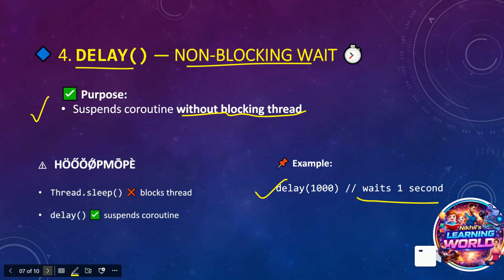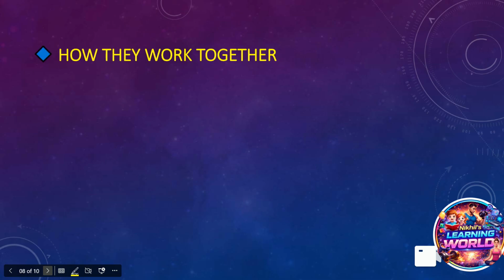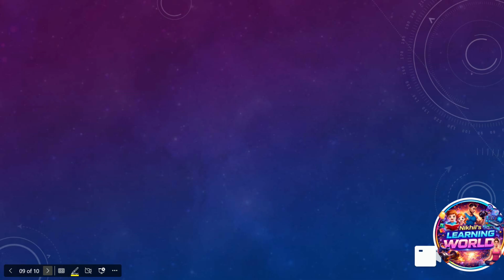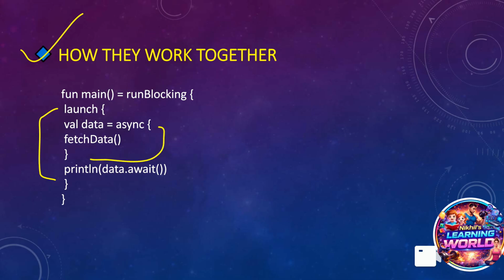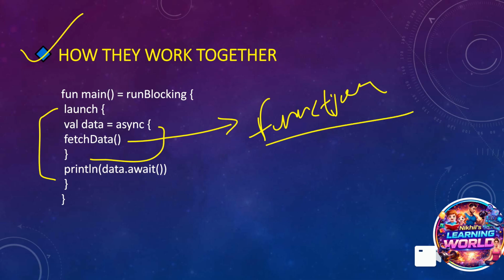So how do they work together, like launch and await or async tasks. Okay, here is an example: main function equal to runBlocking, launch, val data equal to async fetchData. So what happened here? Async will definitely give a result. Okay, so here we are calling fetchData, whatever fetchData returns will be awaited.